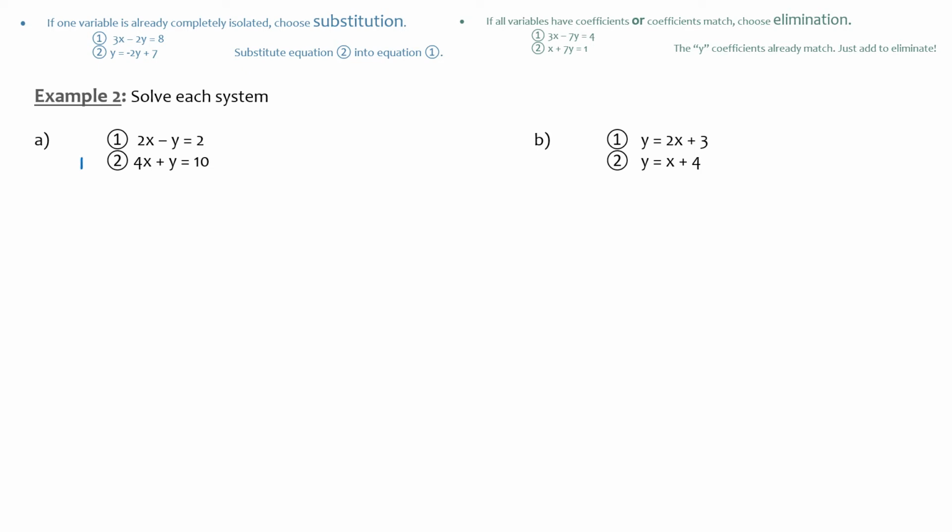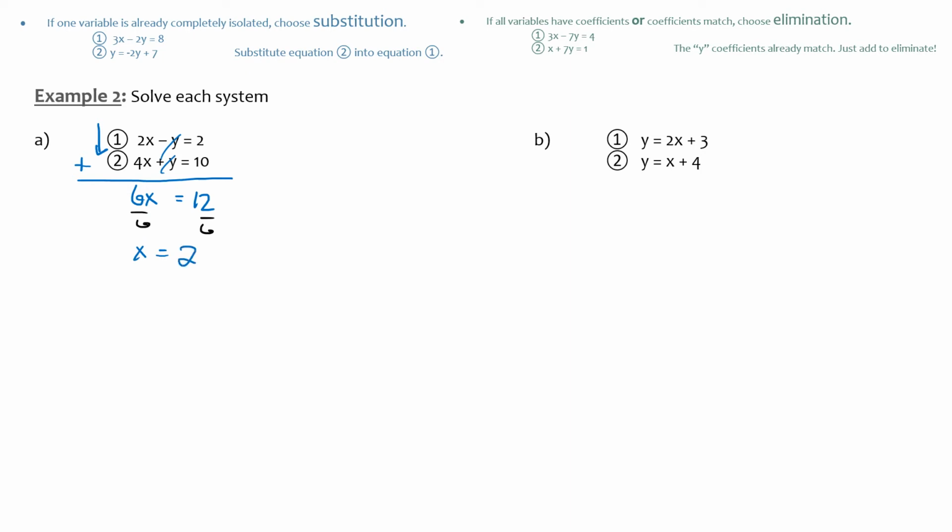I'm going to add both these equations together. So we add 2x and 4x makes 6x. We're always adding down, right? Negative y plus y, they are eliminated. There is 0. And 2 and 10 is 12. Next step is to isolate x, divide both sides by 6, and I get x equals 2.